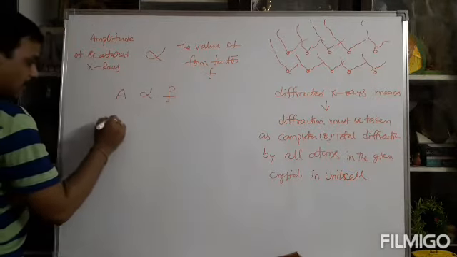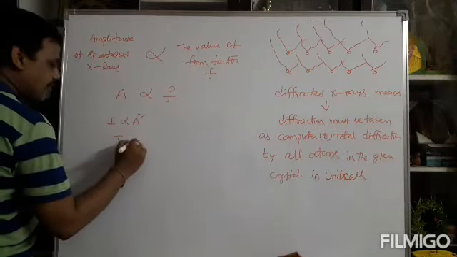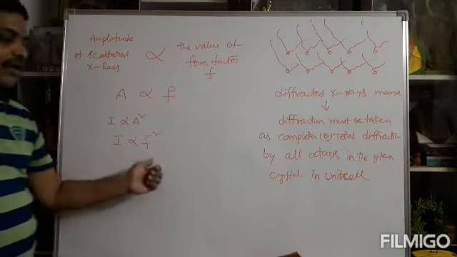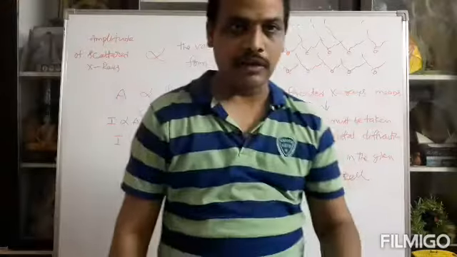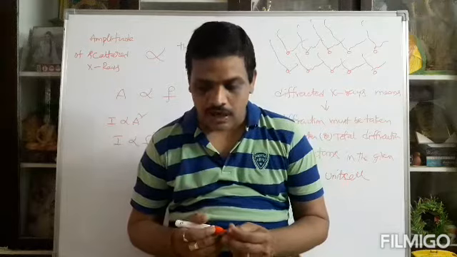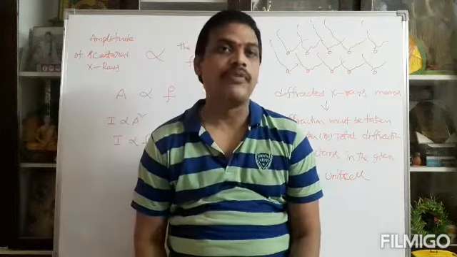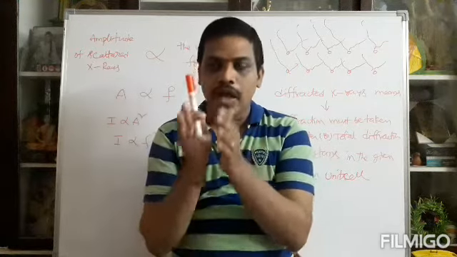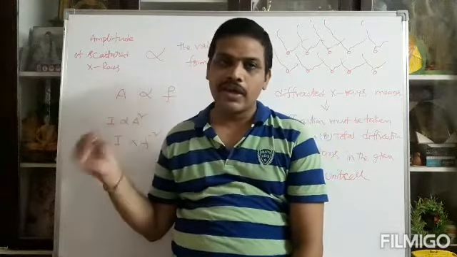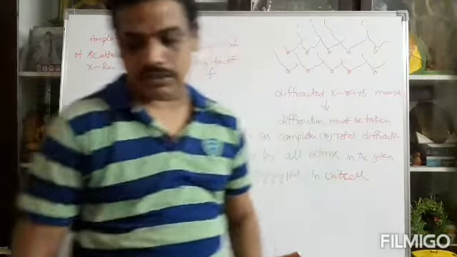Already we have explained that intensity is directly proportional to the square of the amplitude. So the intensity of diffracted X-rays is always proportional to F squared. What is F? The form factor value. Once your form factor value is calculated, the square of the form factor is nothing but the intensity of diffracted X-rays.